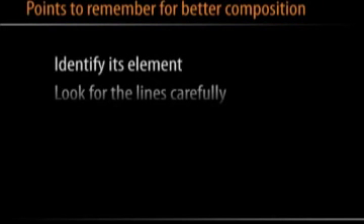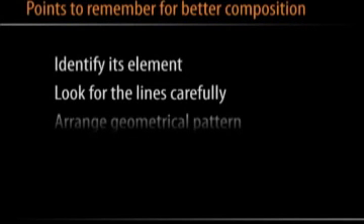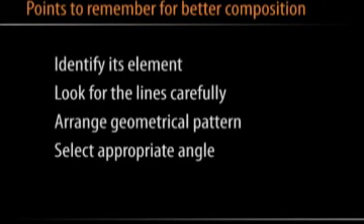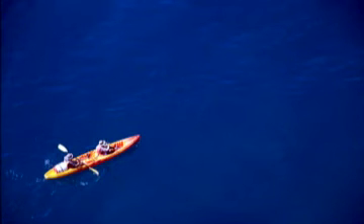So far, what we have discussed is basically the rules of composition, but there is no hard and fast rule on which to follow. Whenever you choose to compose a picture, identify its elements, look for the lines carefully, and arrange them in a geometrical pattern. By selecting an appropriate angle, you may come out with a striking composition. But remember, these rules are for your guidance only. And a good composition is one that communicates effectively.